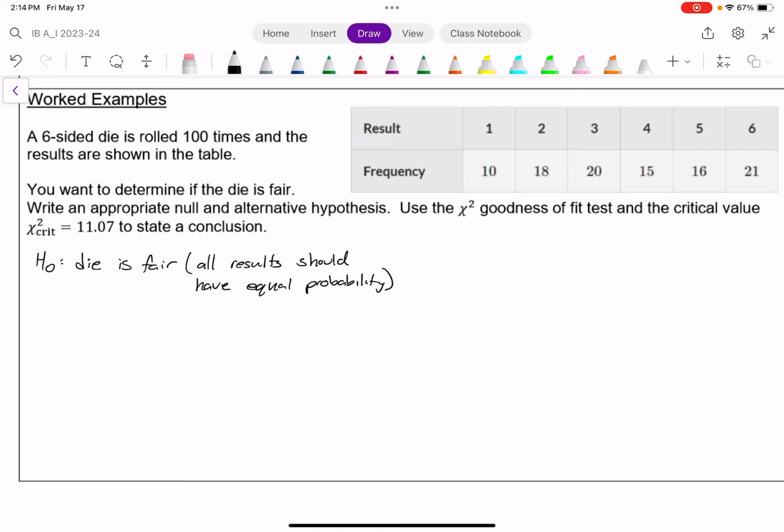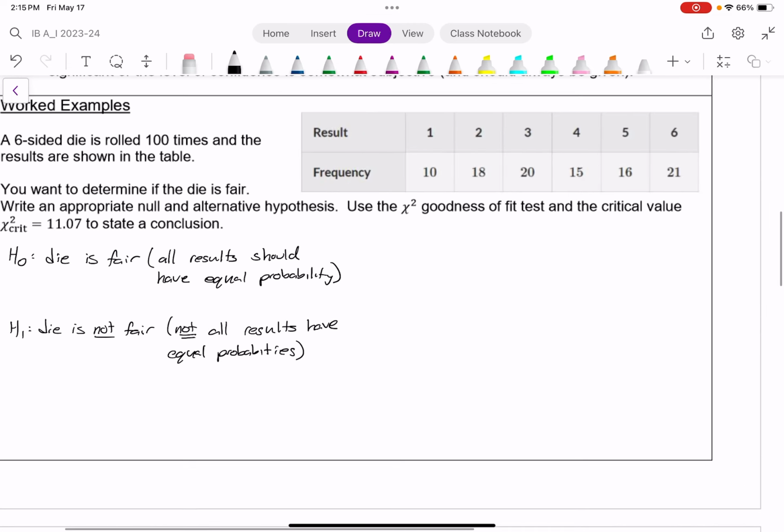The die is fair. The alternative hypothesis is the complement of this, which is the die is not fair, which would mean not all results have equal probabilities. And so again, the two hypotheses should always complement each other. There should be no room for some middle ground. It's either, in this case, all results have equal probability, or not all results have equal probability.